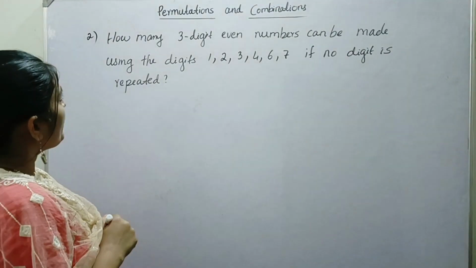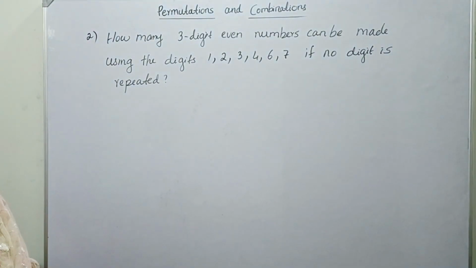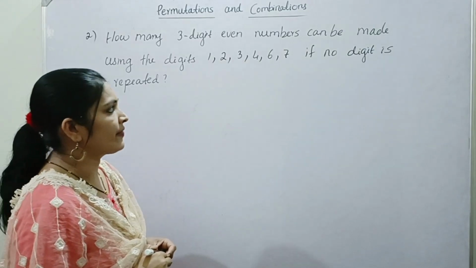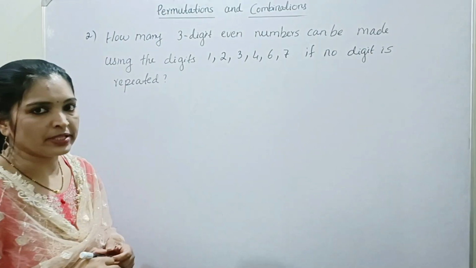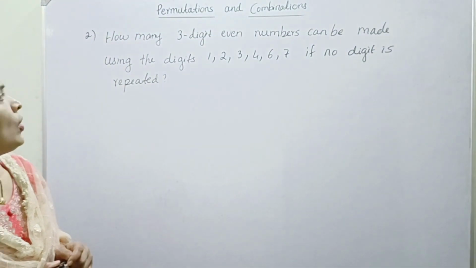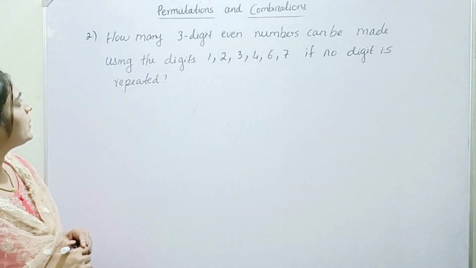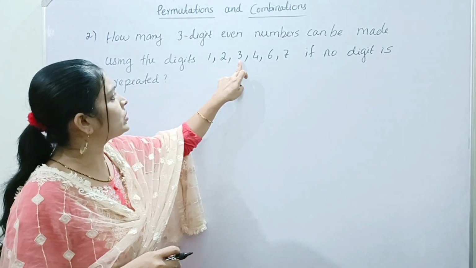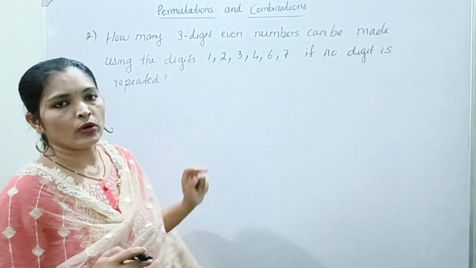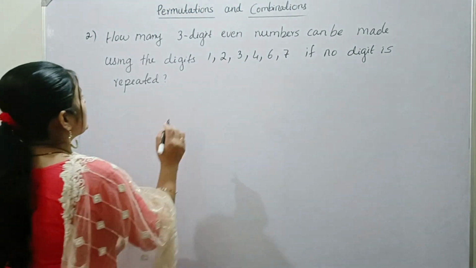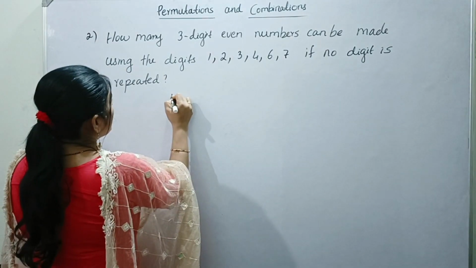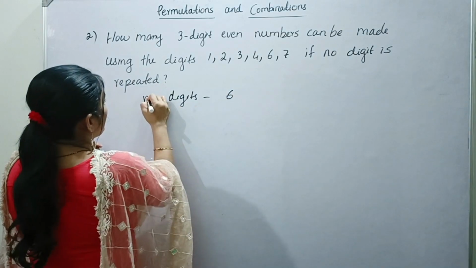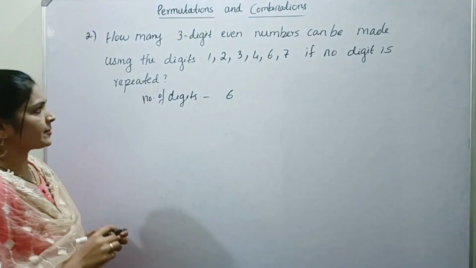Next question. How many 3-digit even numbers can be made using the digits 1, 2, 3, 4, 6, 7 if no digit is repeated? Repetition is not allowed. Okay. So, how many digits? 6 digits, right? So, total digits, number of digits 6.